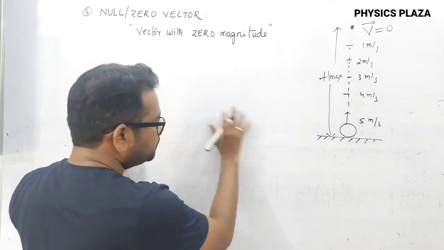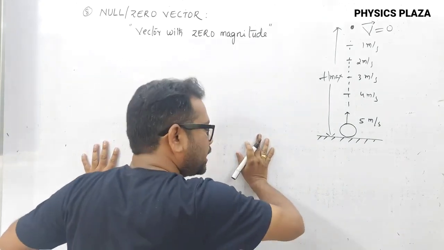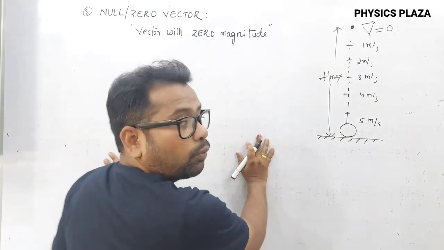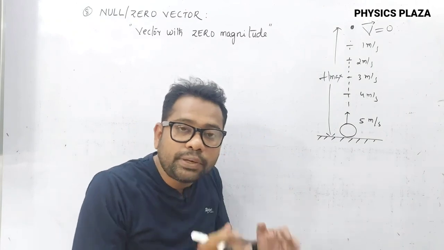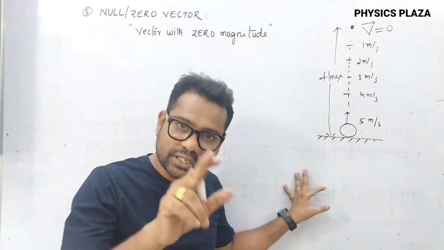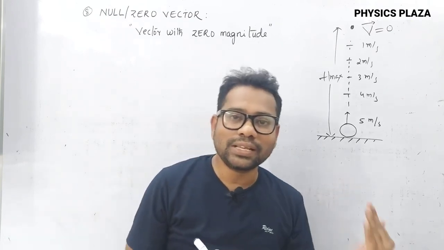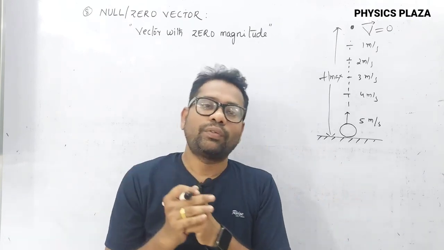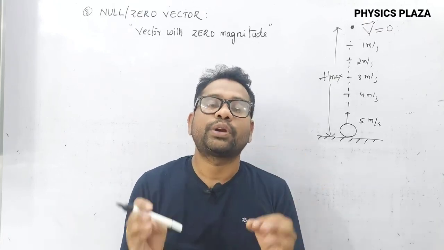Let us say the board is there. Now I am applying a force, let us say 10 Newton, 20, 30 Newton. Now what is the displacement of this board? The displacement of the board is 0 because it has not moved. Displacement is a vector quantity and its value is 0. So in that case displacement is a null vector. Is it clear? This is very important to understand.